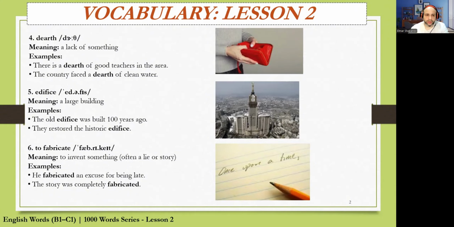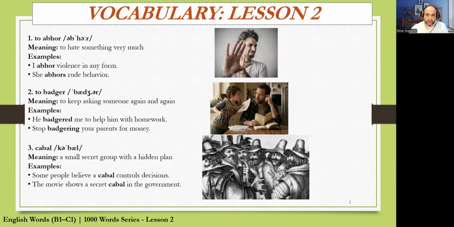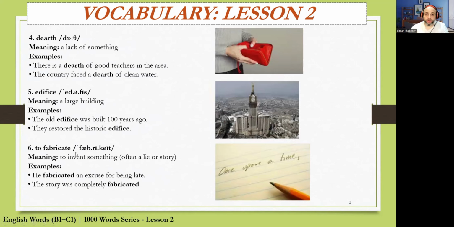Okay, so let's go over the words again. To abhor, to hate very much. To badger, to keep asking in an annoying manner. Cabal, a secret group. A dearth of something, a lack of something. Edifice, a large building, something constructed. To fabricate, to invent, to make up a lie or a story.